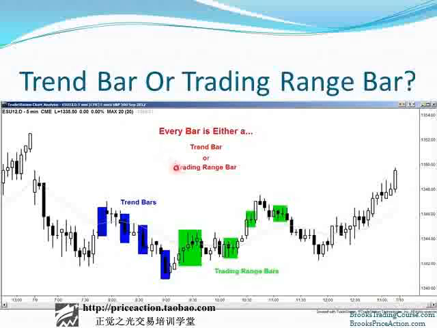So every bar is either a trend bar or a trading range bar. These blue bars are trend bars. Up bar, down bar, these are trend bars. These small bodies, prominent tails, these are trading range bars. So every single bar can be a trend, a single bar can be a trading range.